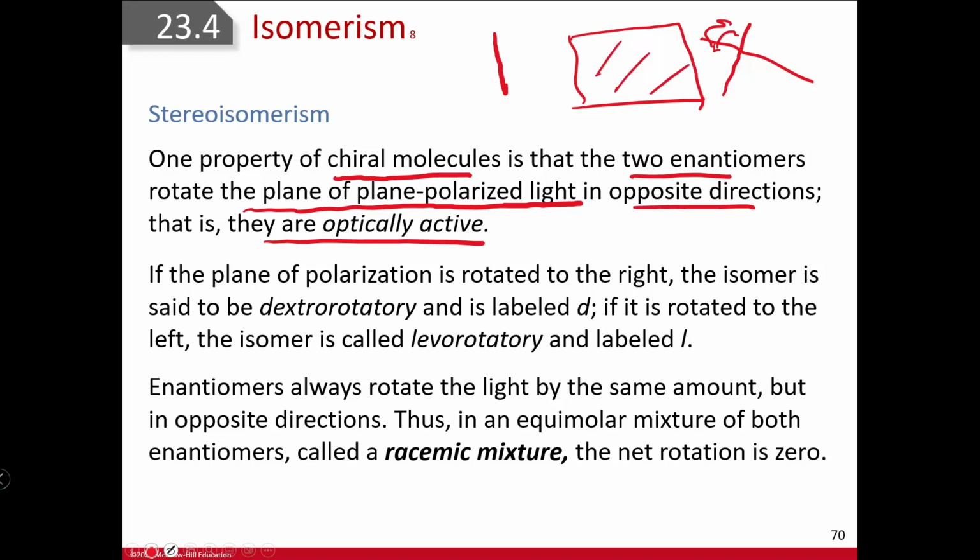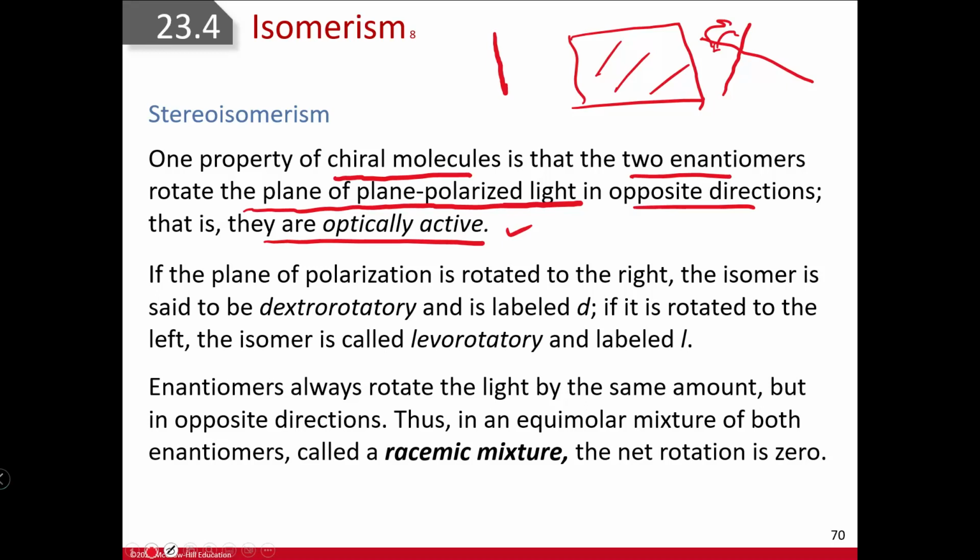And you go, why do I need to know this? Well, this is how you separate these two substances. Once you see that one is rotating one direction and the other is rotating the other direction, that's going to give you an indication that you do have optically active enantiomers with chiral molecules.